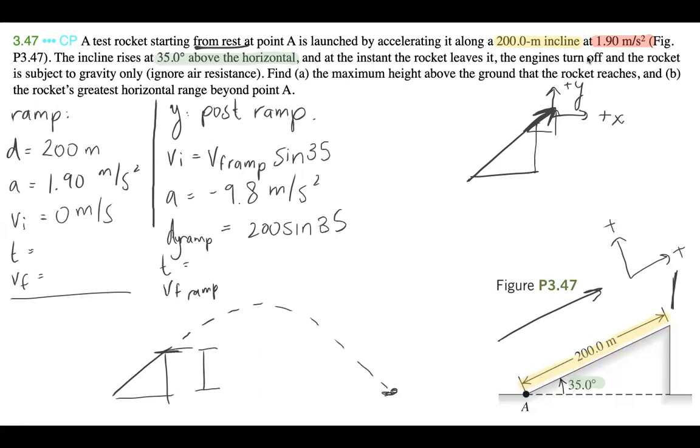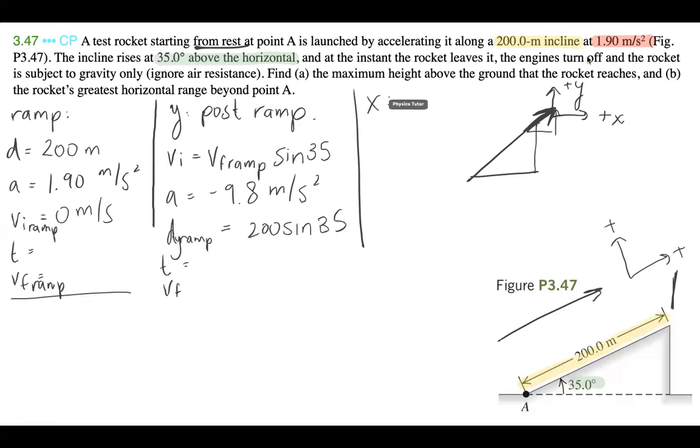Or I can just say VF, and we can go ahead and label these as VF ramp. And this can be ramp as well. Okay, so I'm just going to go ahead and erase this. And then for the X component post ramp, we can say X post ramp.